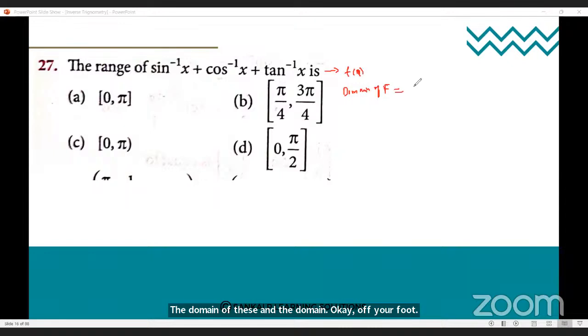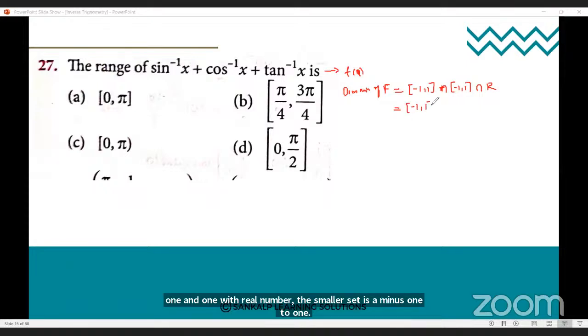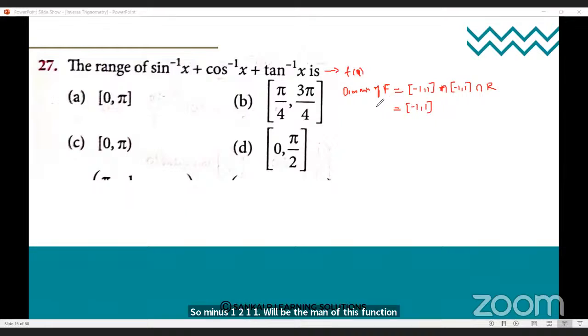The sine inverse x domain is minus 1 to 1, cos inverse x domain is also minus 1 to 1, and tan inverse x, the domain is R. So when we take the intersection, minus 1 and 1 intersection minus 1 and 1 will be the same interval. And when we take the intersection of minus 1 to 1 with the real numbers, the smaller set is minus 1 to 1. So minus 1 to 1 will be the domain of this function.